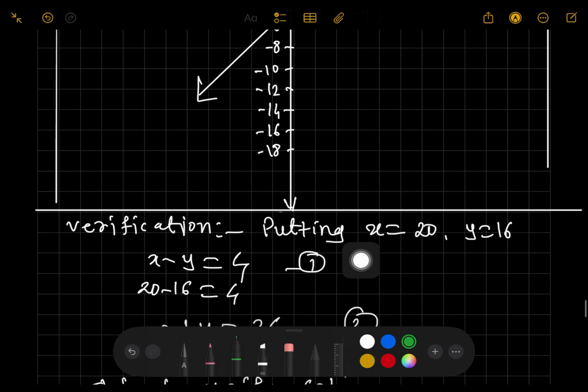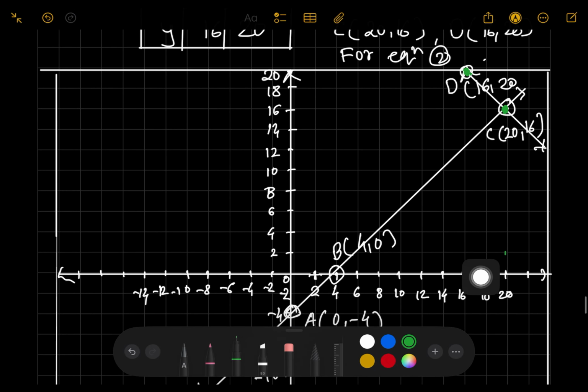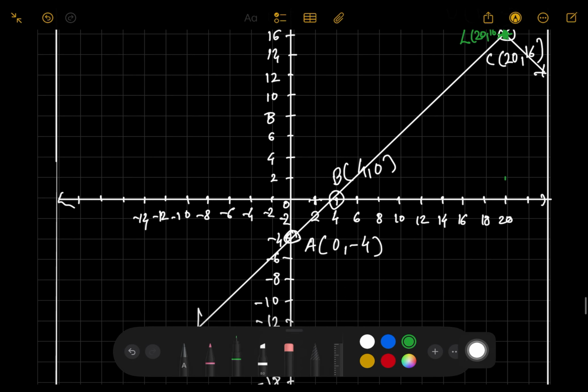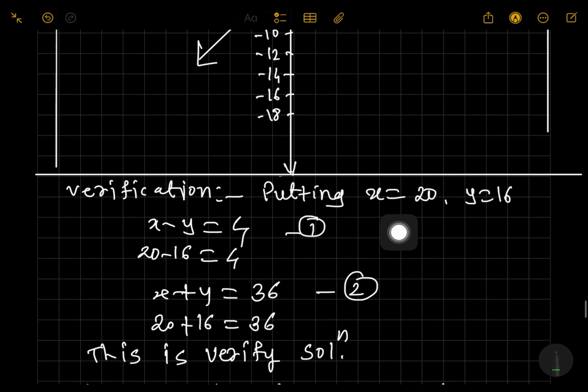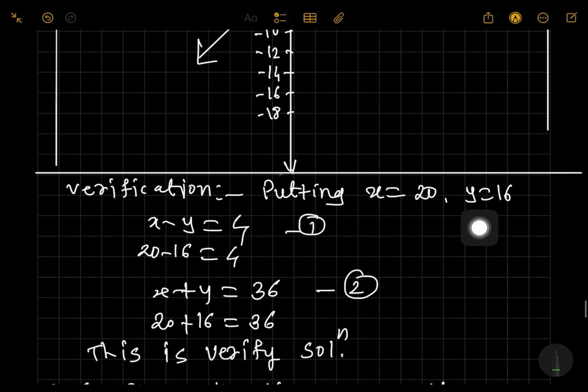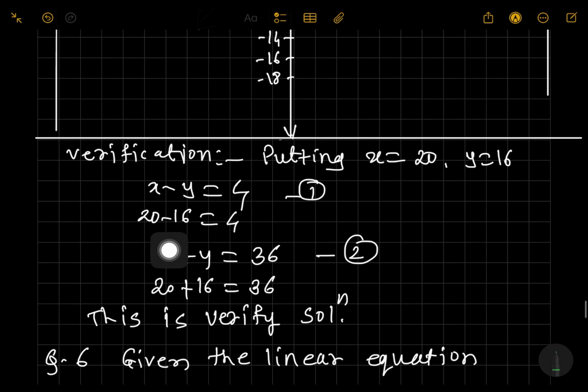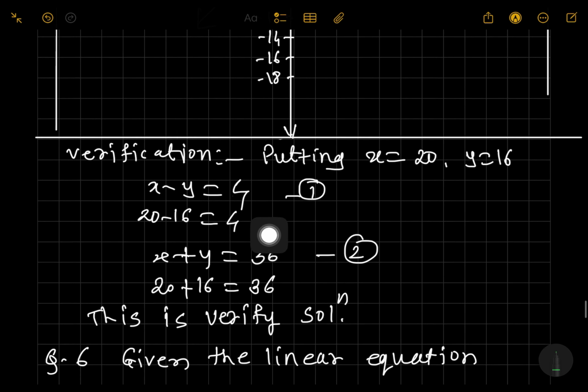So here we can give it a name. Suppose we take L, so L is here. This is 20 and 16. L has x as 20 and y as 16, and we take that for the verification. Putting x equal to 20, y equal to 16 in our equation, 20 minus 16 equal to 4.